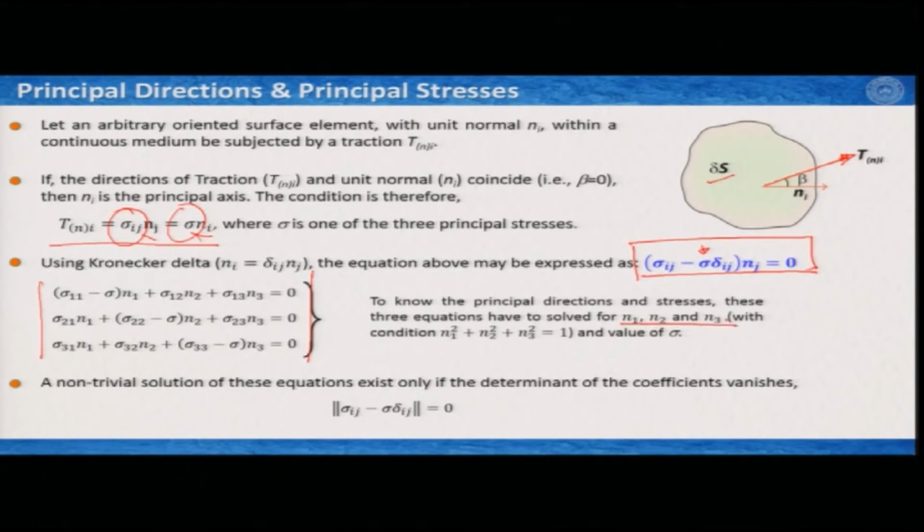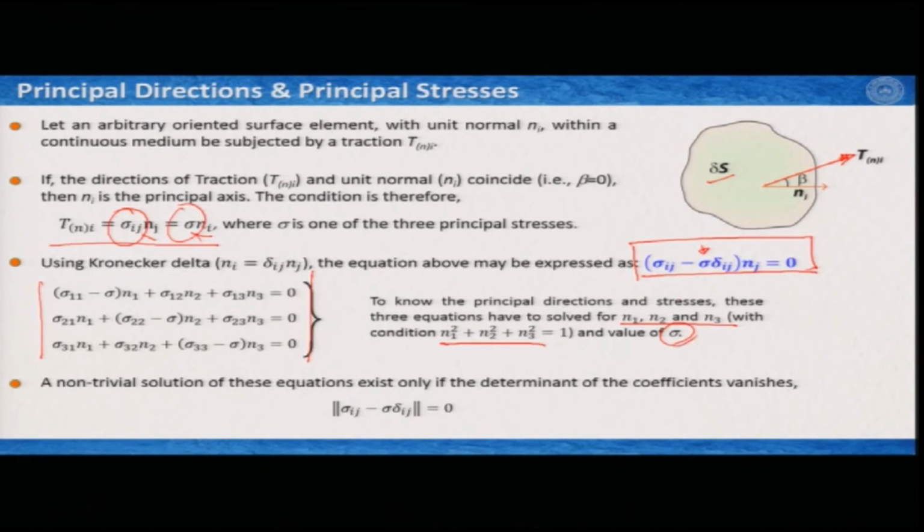directions which are your principal directions, and you have a condition, which we have also learned with the force, that n 1 square plus n 2 square plus n 3 square, the sum of this should be 1, and then of course you have to figure out the value of sigma.